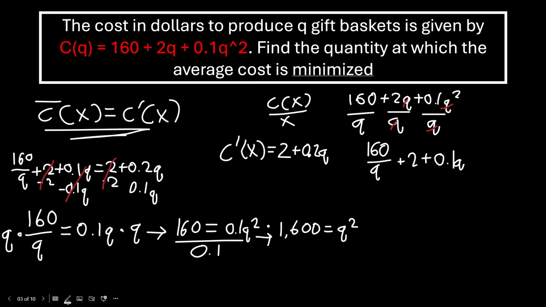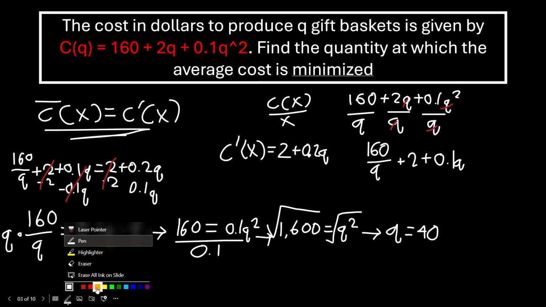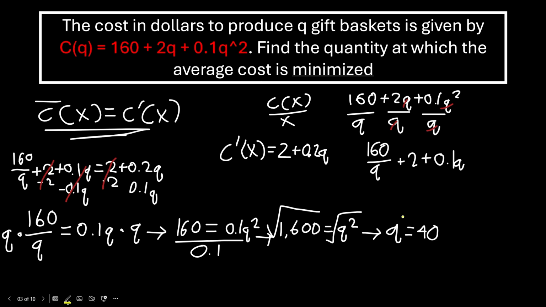And our final step, take the square root of both sides to get rid of this exponent. And what we should end up with is Q equals 40. And that's the quantity of baskets to produce at a minimum average cost.